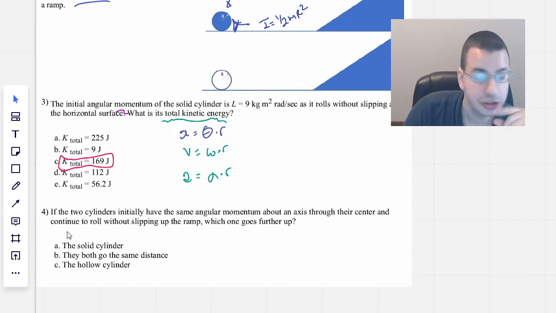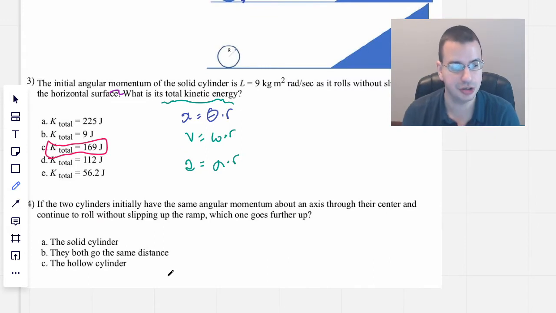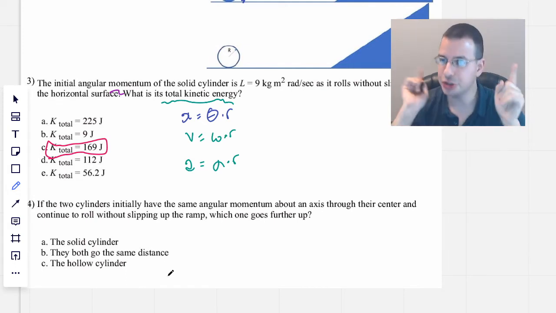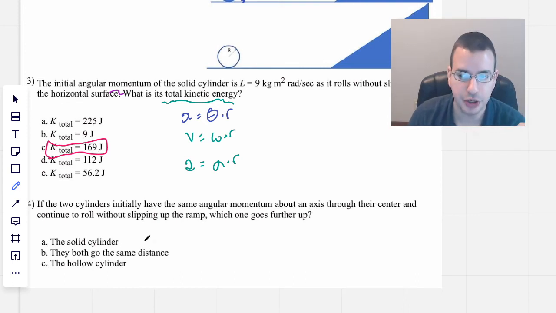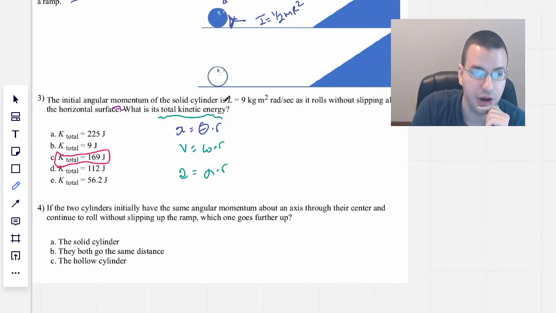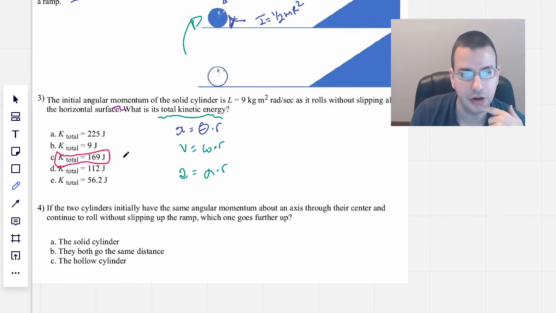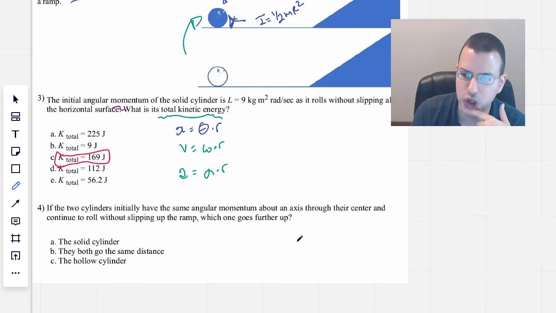Okay. So now for the next problem, number 4. If the two cylinders initially have the same angular momentum about an axis through their center, and continue to roll without slipping up the ramp, which one goes further? My first thought is there are 2 different ways to approach this. First, we already know the kinetic energy of one of them. So if we do the exact same process we did last time, we could then get another total kinetic energy. I should have just left everything up there. Maybe that's what I'll do.